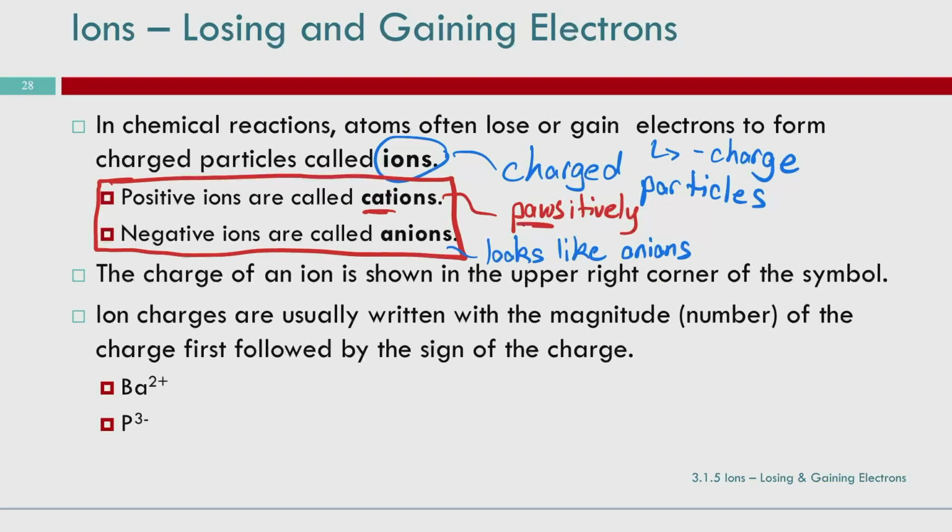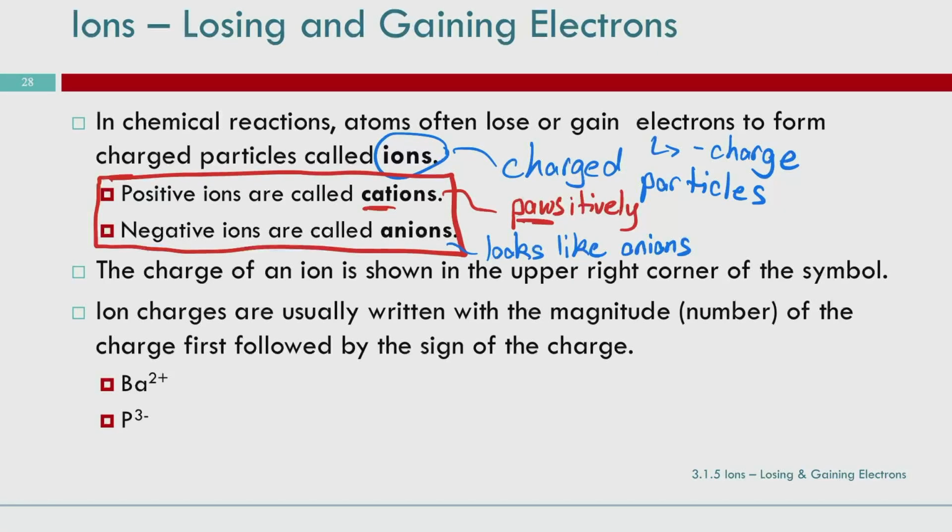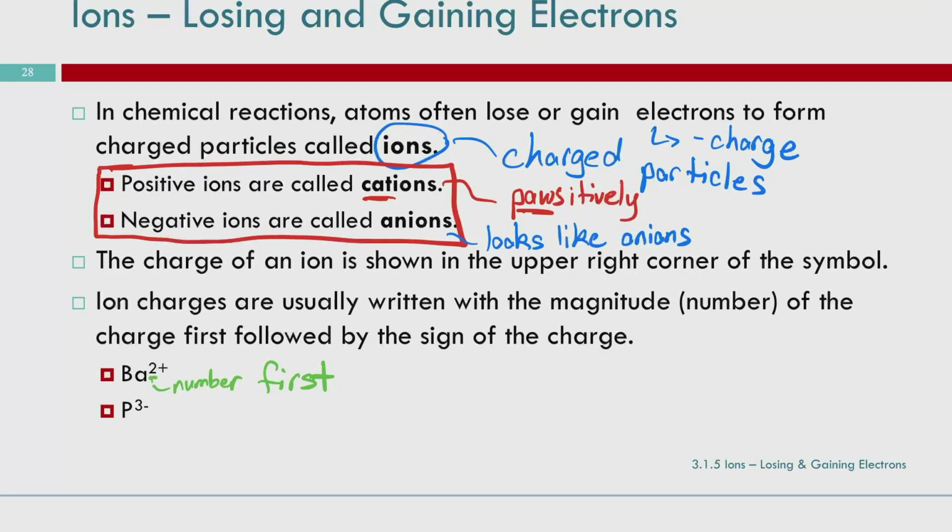So when we lose or gain electrons, we get a charge. And the charge of the ion is typically shown in the upper right corner of the symbol, and we write the magnitude or the number of the charge first, followed by the sign of the charge. So for example, barium 2+, we write the number first, and then we write the sign, the positive or negative, after that. So Ba2+, and it's superscripted, so it's the small text, but it's raised.